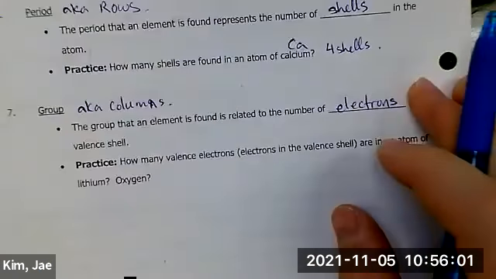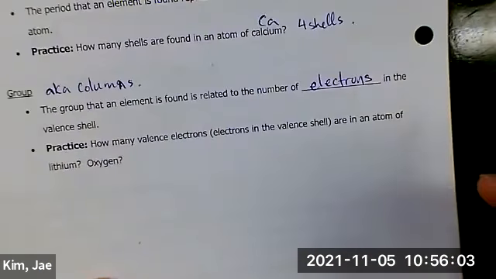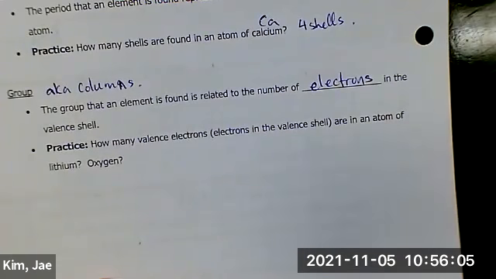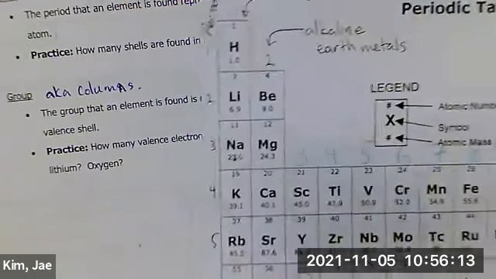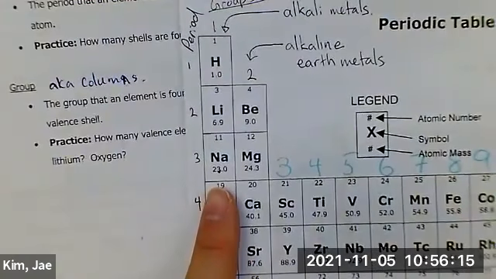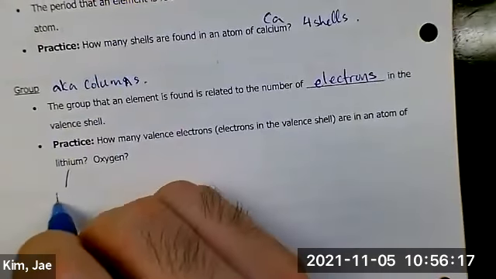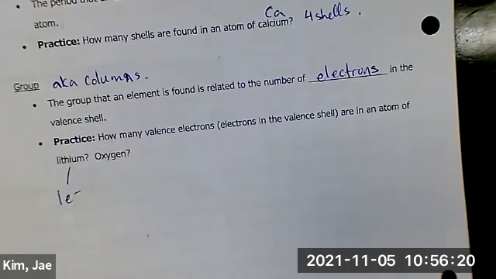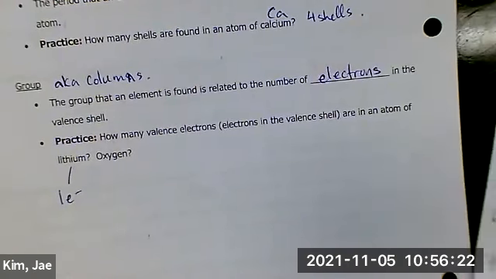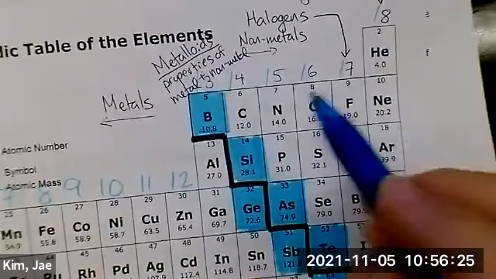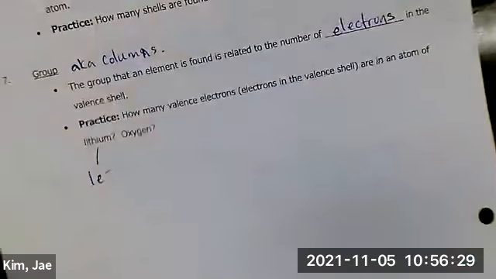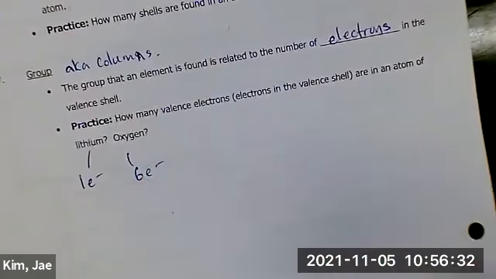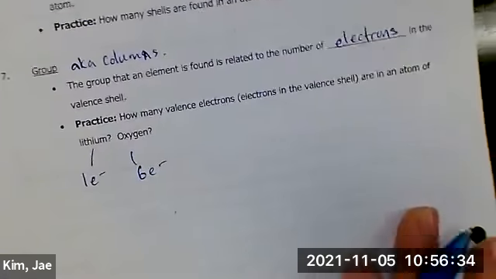Okay. Practice. How many valence electrons are in an atom of lithium? Lithium is group number 1. Therefore, 1 valence electron. How many are in oxygen? Well, oxygen is here. It's group 16, but we focus on the ones digit. There's 6 valence electrons. And that's it.